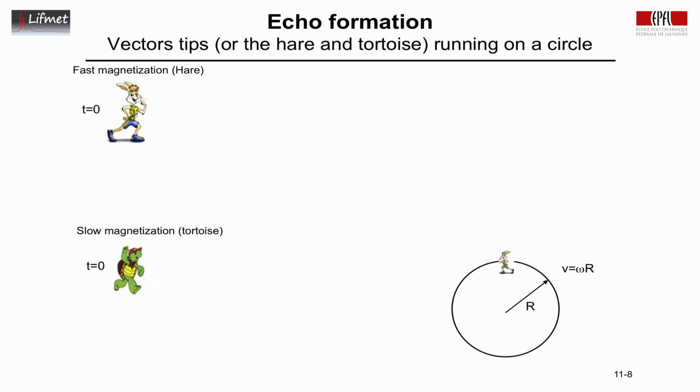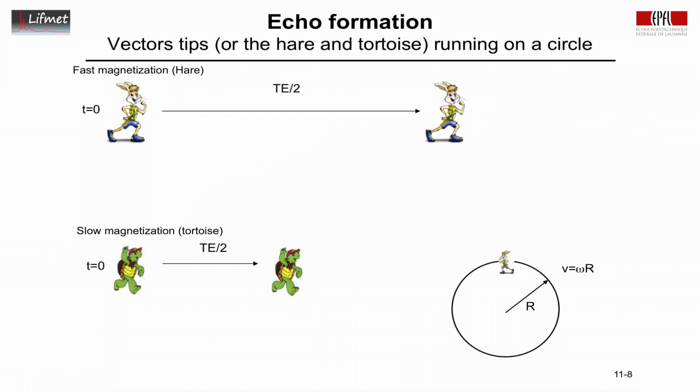At time 0, they're both up here. And now we'll have them run for a time of TE over 2 seconds, or milliseconds if you want. Since the hare runs faster, he will have run a bigger distance than the tortoise, which is much slower. And here, for simplicity, we will assume that the tortoise is running in the opposite direction to the hare. So the tortoise has run until here, and the hare until here.